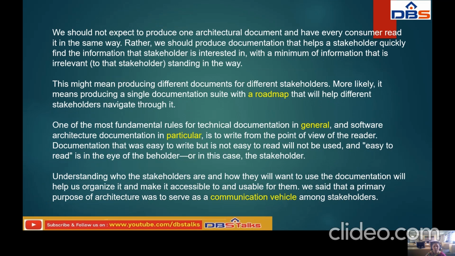We should not expect to produce an architectural documentation and have every consumer read it in the same way. Rather, we should produce documentation that helps a stakeholder quickly find the information that the stakeholder is interested in. That is the main thing. It is not to give 100%, but documentation gives the stakeholder the information quickly. That is very important. They will be interested in the particular documentation with minimum irrelevant information standing in the way. Stakeholders don't want irrelevant information. Irrelevant means it's not related to their particular task. They want relevant information, so that gives benefits to the particular stakeholders.